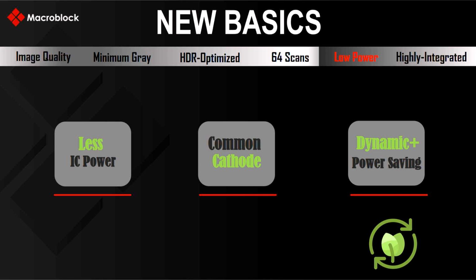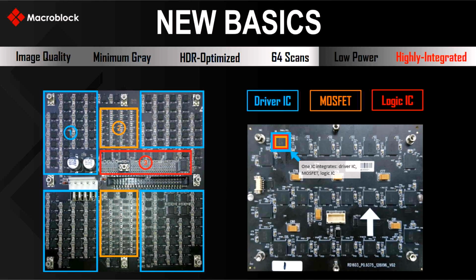Next is low power, which can reduce the power consumption and surface temperature of display module by less IC power for common cathode application and dynamic power saving function. Moreover, it's highly integrated, which means that driver IC and MOS and the logic IC are embedded in one chip for fine-pitch LED display.